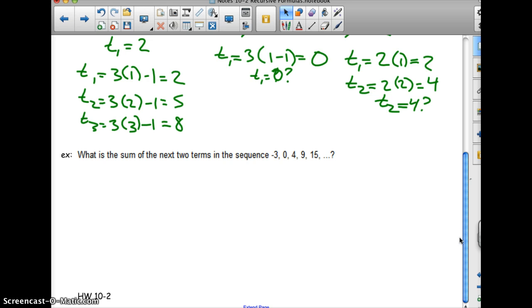All right, what is the sum of the next two terms in the sequence? All right, so I have -3, 0, 4, 9, 15. And it says what is the sum of the next two terms? So when I'm looking at this problem, I'm trying to decide, has it got a common difference? What's happening here? I need to be able to figure out the pattern, or what's going on. It's almost like I want to come up with a recursive formula.